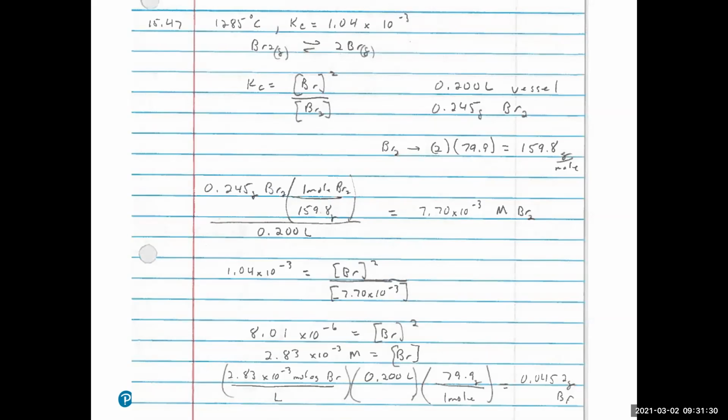So we convert our 0.245 grams of Br2 into moles of Br2 using that molecular weight. Divide those moles by 0.2 liters, and we get a concentration for Br2 of 7.7 times 10 to the minus 3 molar.